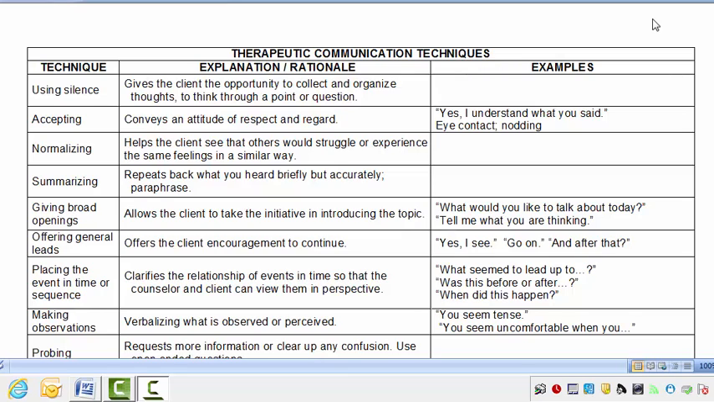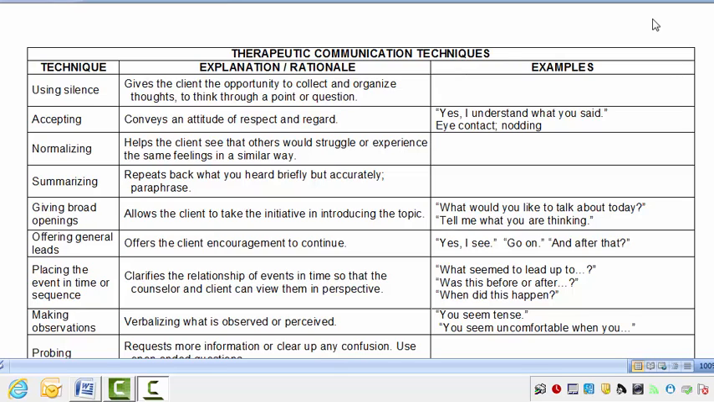You want them to have their emotions. You want them to feel those emotions. You want them to stay with those emotions. Another time that you could use silence is if you ask them a question, give them the opportunity to think about what the answer might be.